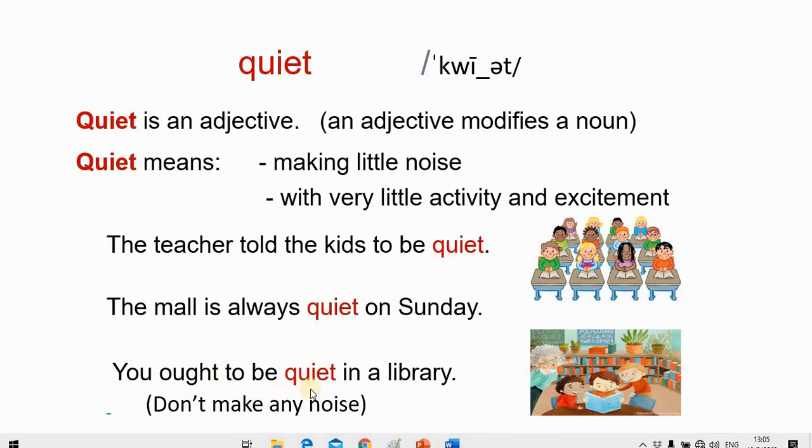You ought to be quiet in a library. So here in this sentence sample, you are told not to talk, don't make any noise, and this is the action here, or the gesture, a gesture that we make when we are telling someone to be quiet. You ought to be quiet in a library, so don't make any noise.